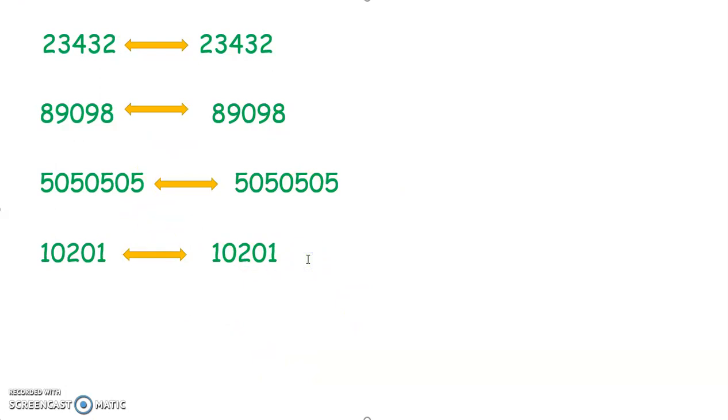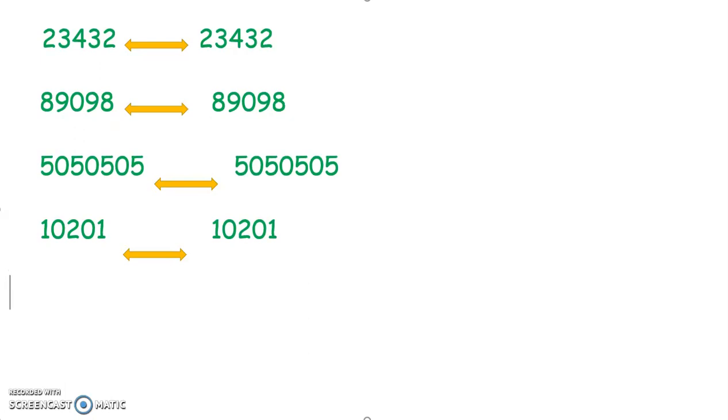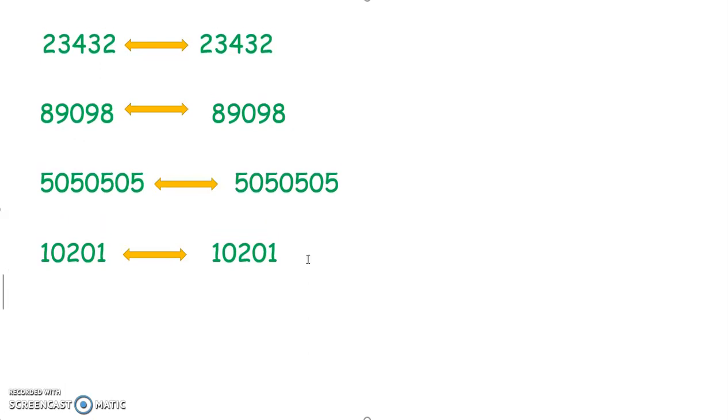Now, for example, we will see a number, 5674. We will arrange this number in the reverse order, 4, 7, 6, and 5. Are both these numbers same? No. So these numbers are not palindromic numbers.